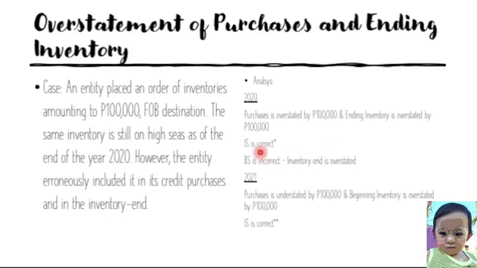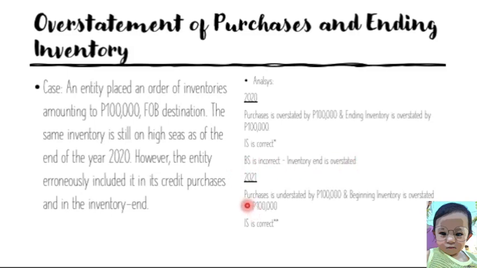So the net income is correct, but the individual balances are incorrect. So the balance sheet for that year is incorrect. Well, the total assets, the total asset is overstated because the inventory end is overstated, and at the same time, liability is overstated as well because you have recorded purchases and credit accounts payable overstated by 100,000, so it is incorrect.